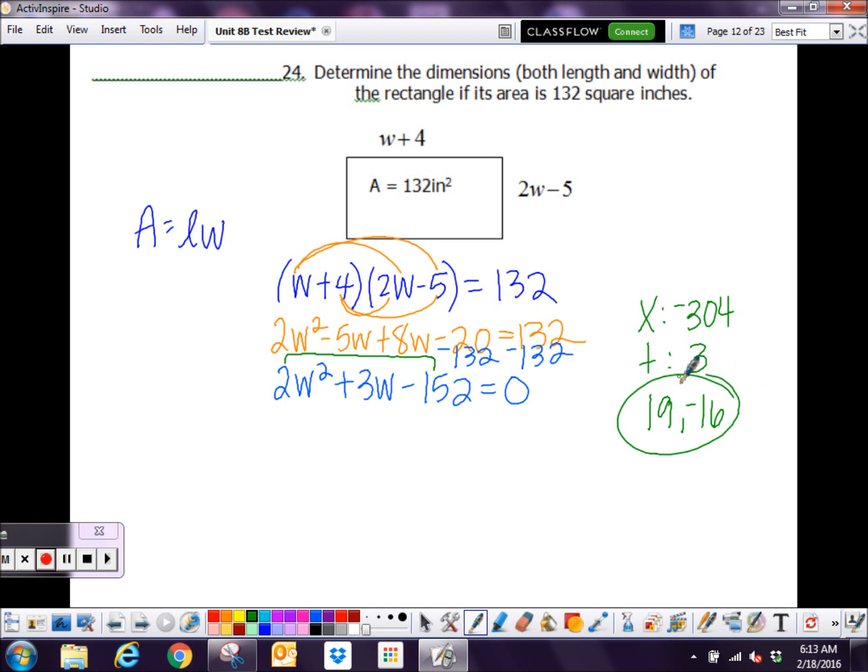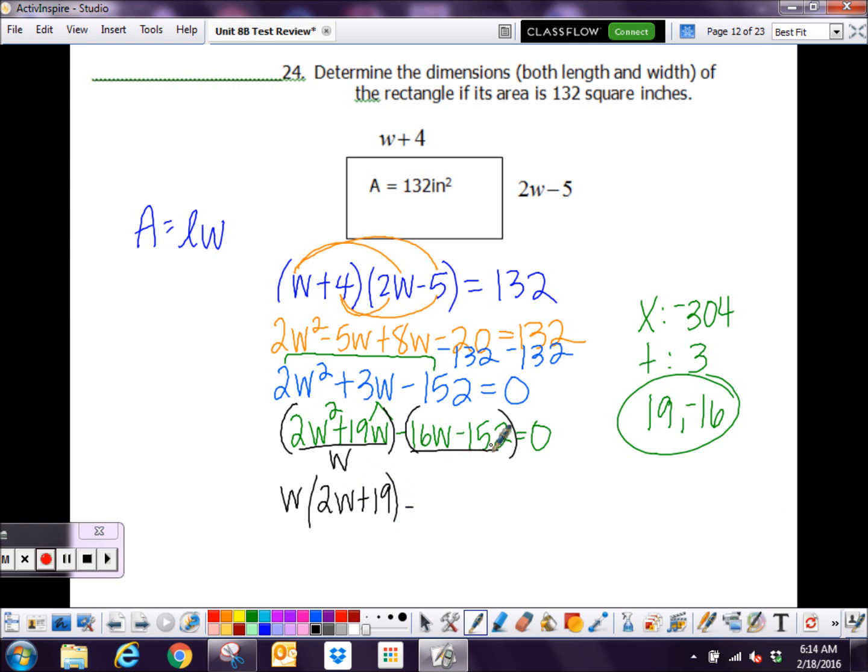Unfortunately, we cannot do the shortcut here. So we have to break this 3w apart into a positive 19w and a minus 16w. Bring your first term down, bring your last term down. Now we have 4 terms, so we group. My first group, the only thing they have in common is a w. So I'm going to take a w out. That leaves me with 2w plus 19.